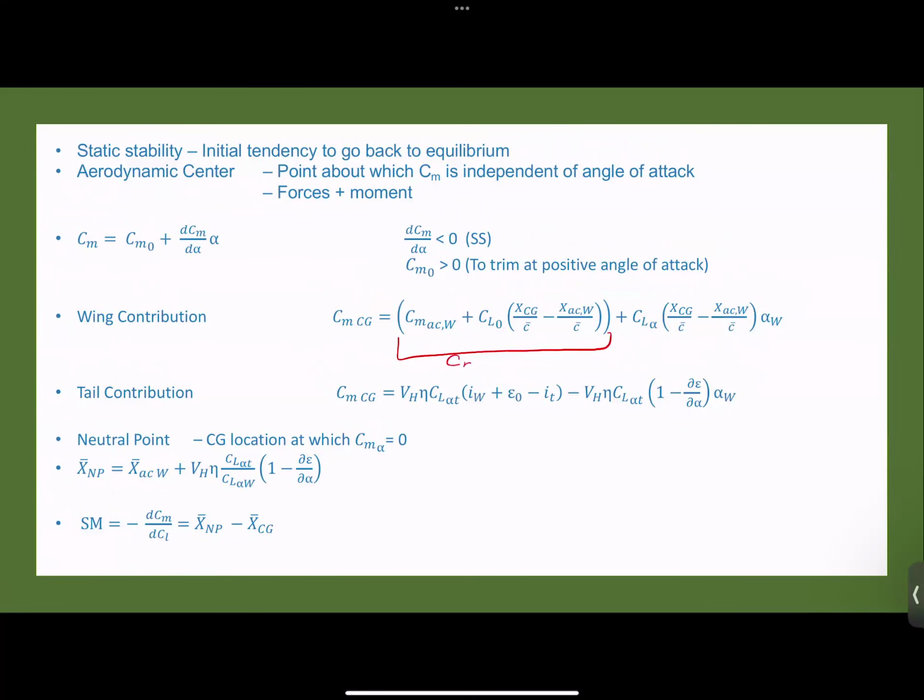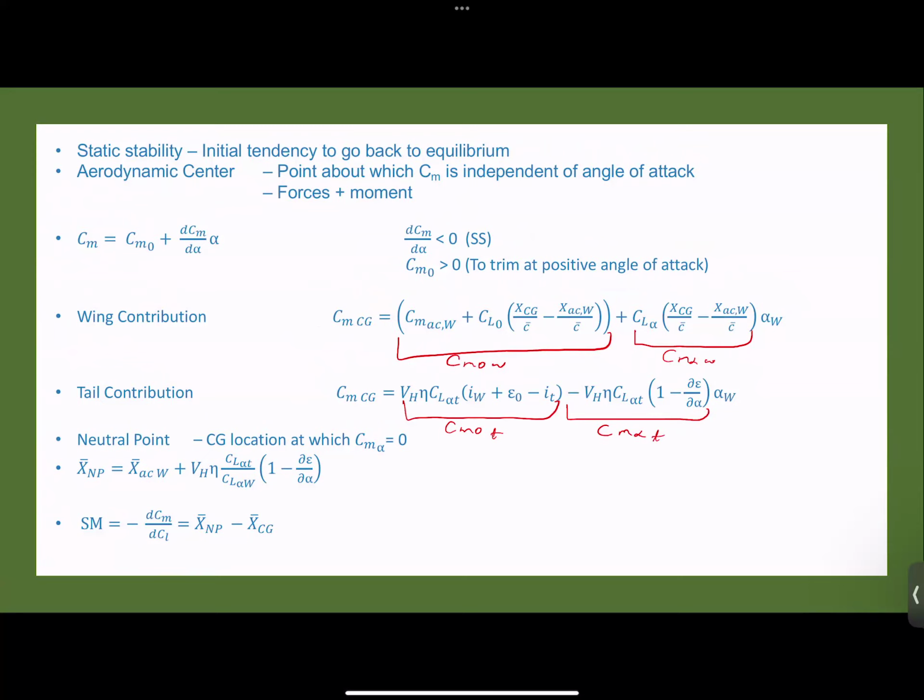This is the Cm naught contribution of the tail. So it contributes towards Cm naught, that is the intercept, y-intercept. It doesn't contribute towards stability. What contributes towards stability is the Cm alpha components. So this is Cm alpha wing, and this is Cm alpha tail. So these two components contribute towards the stability of the aircraft.